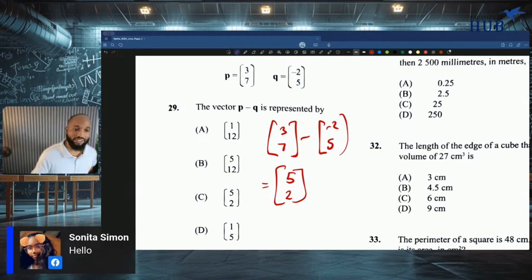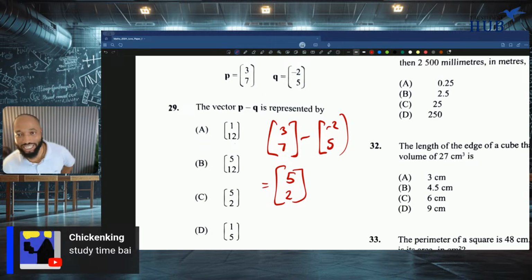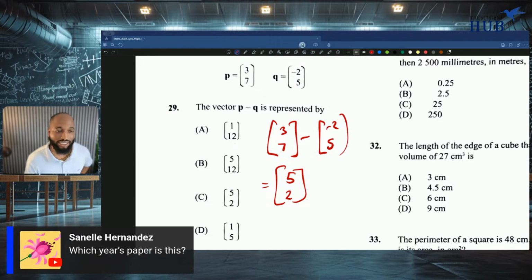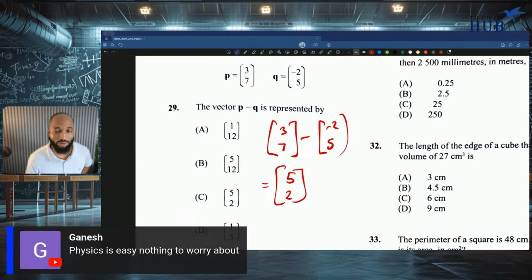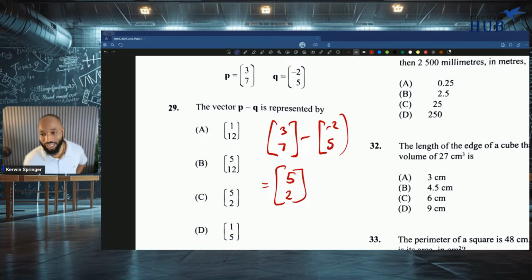So Sunita from Facebook. Hi, Sunita. Welcome to the study time. Study time, Chicken King. Very nice. Somebody needs to answer this paper for Sunil. I can't help but physics is easy, nothing to worry about, says Ganesh, who started off this multiple choice giving me all kind of weird answers. Ganesh, I hope you know what you're doing.